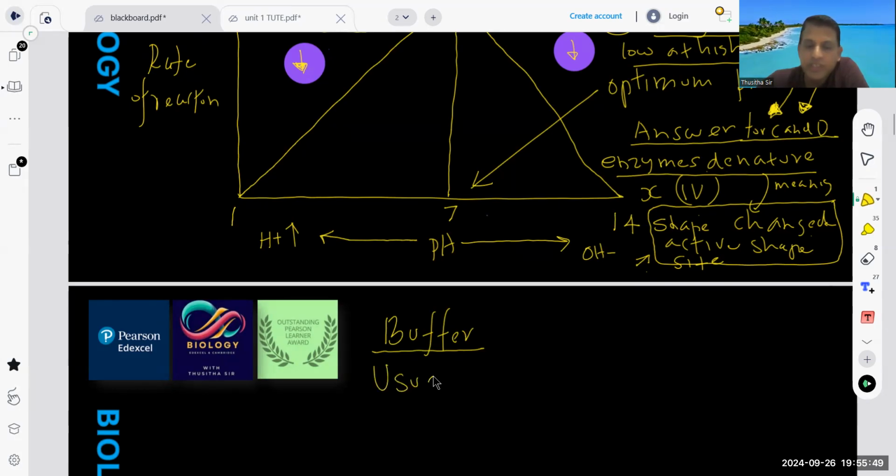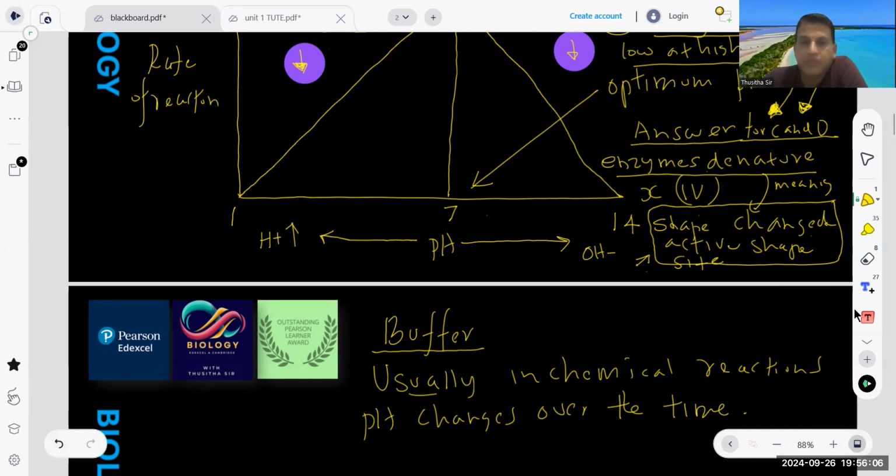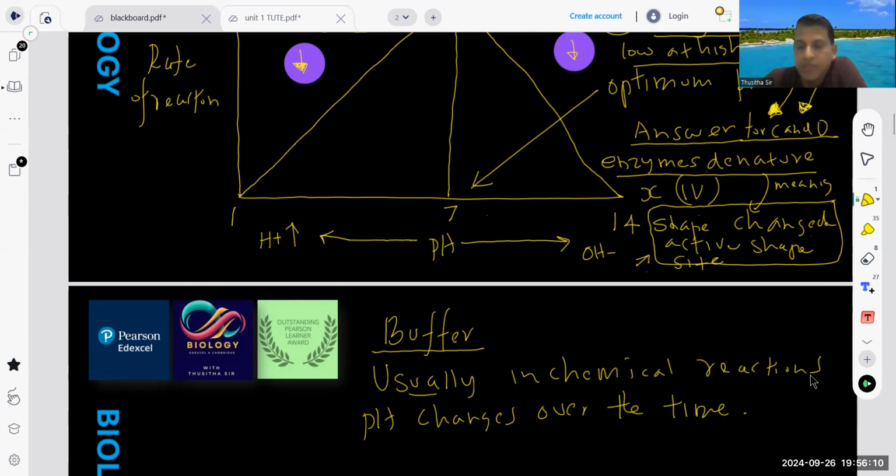So usually in chemical reaction, pH changes over the time. So the pH at the beginning is not the same as the pH at the end.